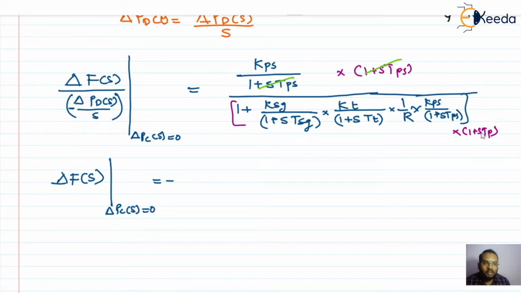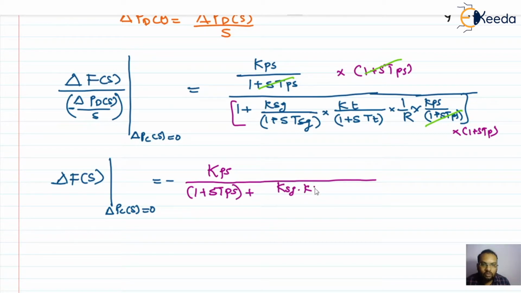Now when I multiply this 1 plus sTps inside, definitely it will get multiplied with this one here, but in this case it will cancel out this. So you just see what we will get here. In the numerator, of course, we're left with Kps, because the denominator is gone now. And in the denominator, this bracket will get multiplied with the 1 here, so we'll get here 1 plus sTps. Then this term 1 plus Ksg Kt Kps upon R.